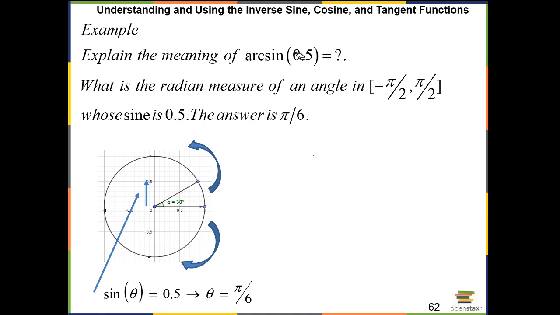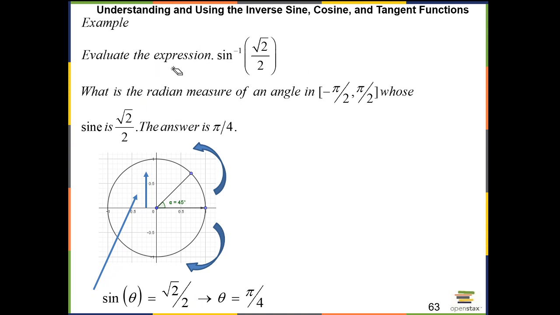Arc sine 0.5. So what does that mean? Again, what is the radian measure of an angle in this region whose sine is 0.5? The answer is pi over 6. Okay? Again, we're talking about only this region. Why? Because this is the restricted domain for sine. So the answer to sine inverse is a unique answer. It doesn't have many answers, it has only one, right? Because we decided to do that, so we don't get confused. All right, so evaluate the expression sine inverse of the square root of 2 over 2.